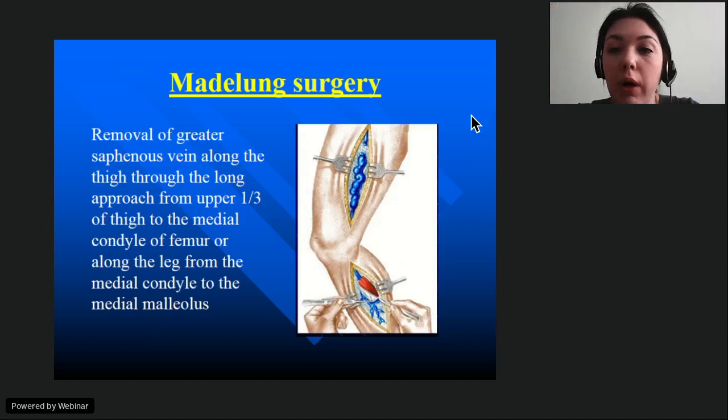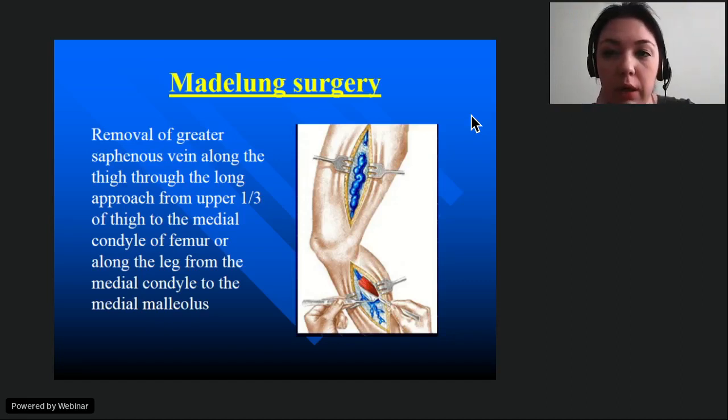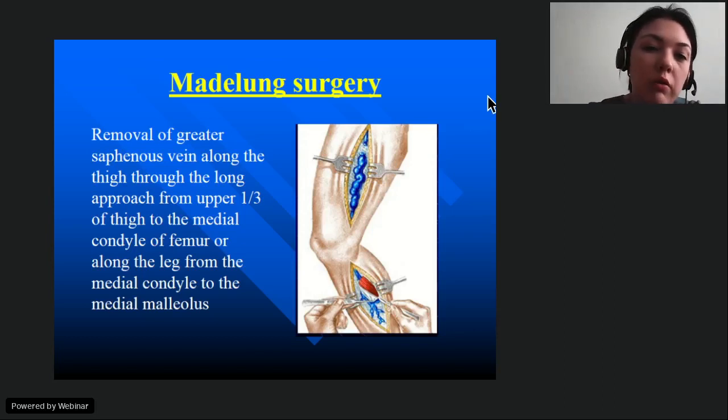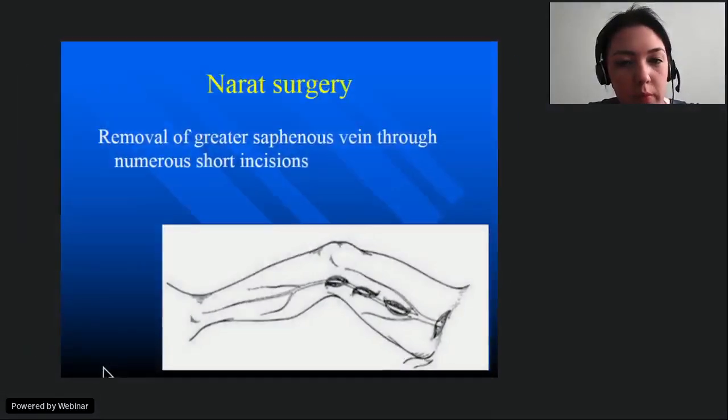And that's why we try to decrease blood flow in these veins by different types of surgeries. So in Madelung surgery, we remove the greater saphenous vein along the thigh through the long approach from the upper 1/3 of the thigh to the medial condyle of the femur, or along the leg. So two types of surgeries of Madelung, that's it.